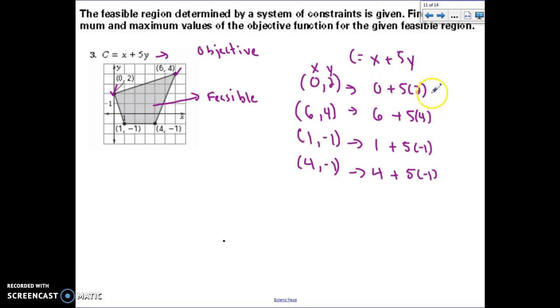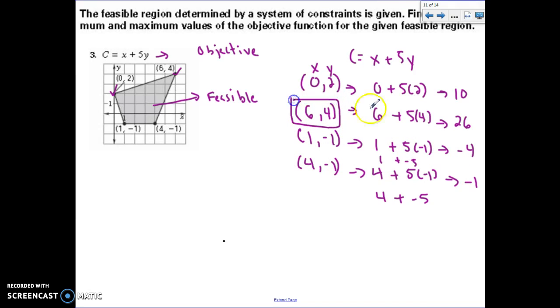When I do 0 plus 5 times 2, that gets me 10. 6 plus 5 times 4 gets me 26. 1 plus negative 5 gets me negative 4. And then 4 plus negative 5 gets me negative 1. So I'm looking for the largest value and the smallest value. So (6, 4), because it had 26, is my largest. This is my max.